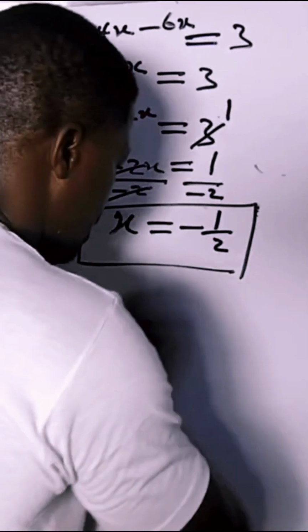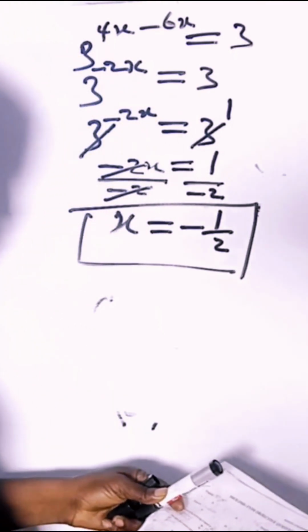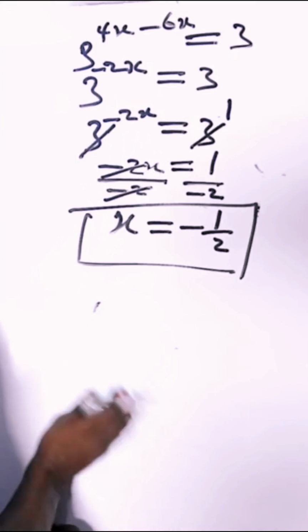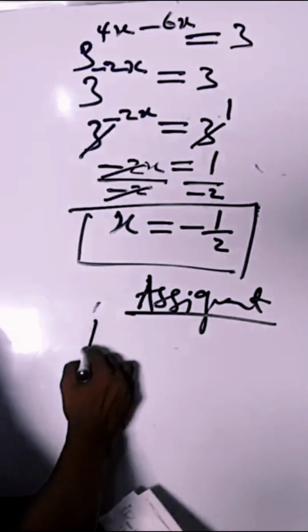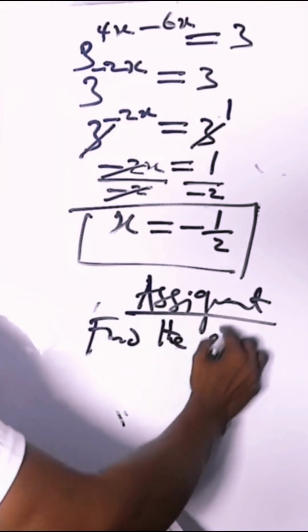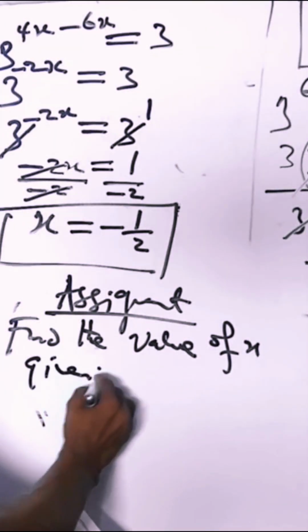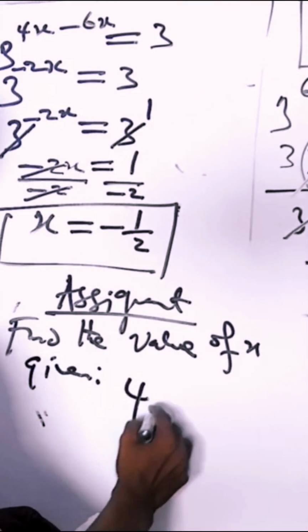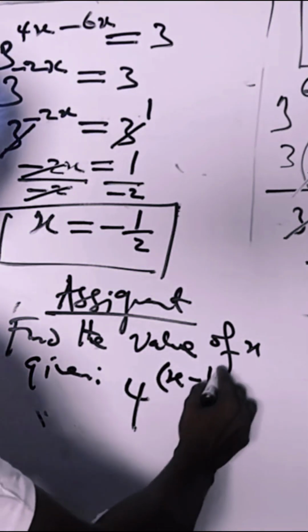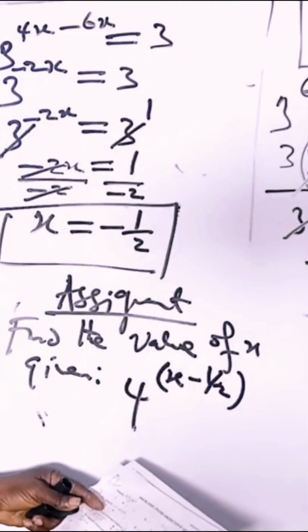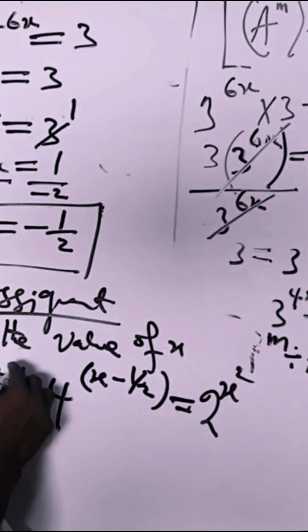I'm going to be evaluating you with your own self-test exercise. So in your own case, you are to find the value of x for me. Assignment for you: find the value of x, given that 4 raised to power x minus half is equals to 2 raised to power x squared.